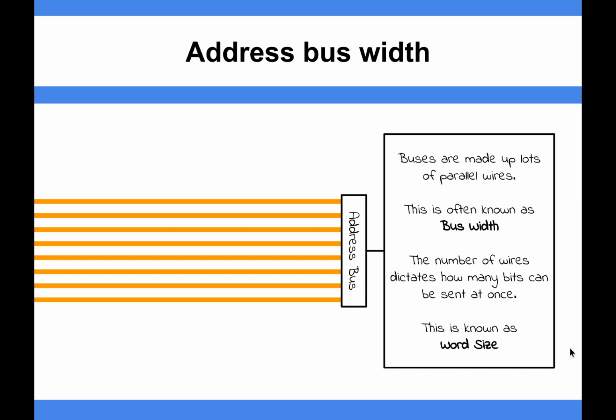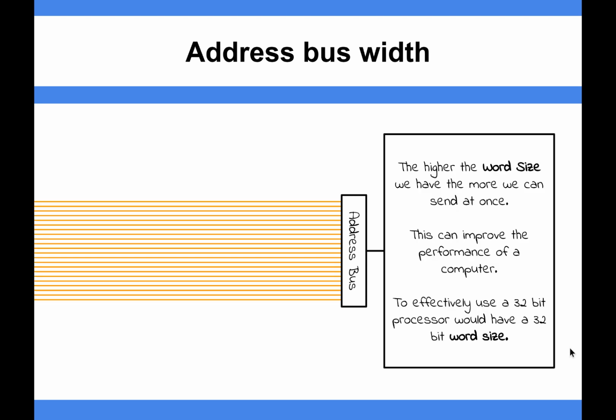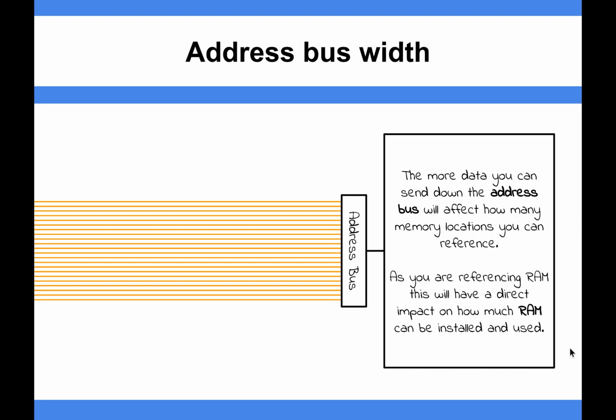Now this length is known as your word size, so how big your word is that can be transferred down that bus. The higher the word size, the more we can send at once. This can improve the performance of a computer, understandably. To effectively use a 32-bit processor, we would say we have a 32-bit word size, typically on our data bus, when referring to that, but the concept of the bus width is exactly the same.